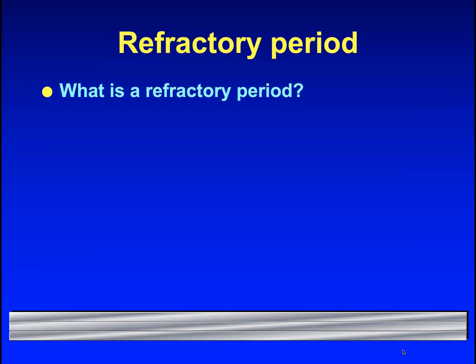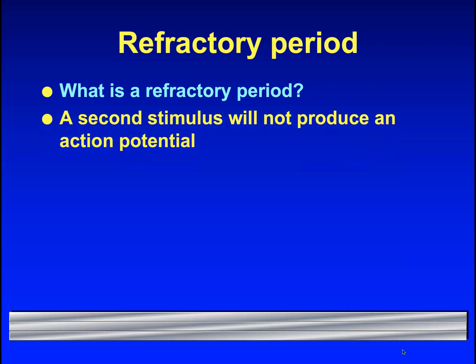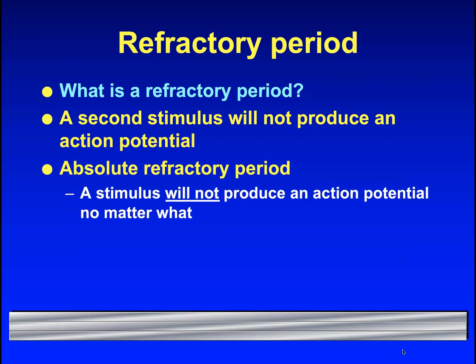All right, a few more terms. A refractory period. What is a refractory period? If you have a second stimulus, whatever caused your first action potential is a stimulus, so a second one will not produce an action potential because you're busy firing. You're already doing your thing. You can't have another one on top of it if it's an absolute refractory period.